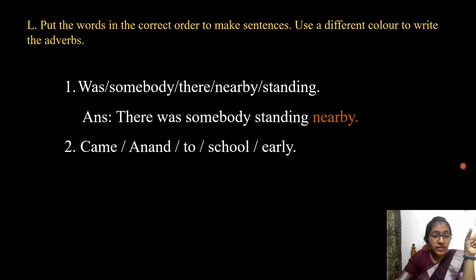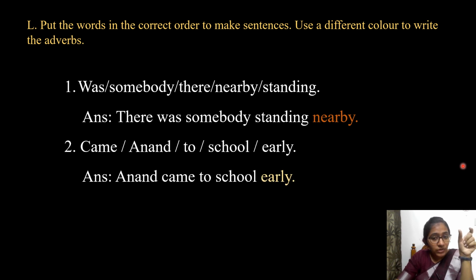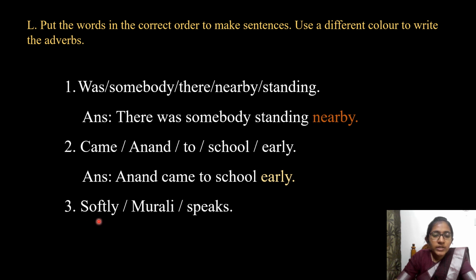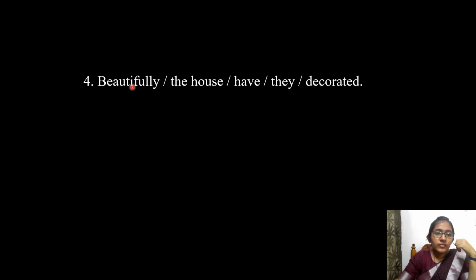So how can we write the sentence? Yeah, Anand came to school early. We can understand when he came, right? Guess what will be the point of the adverb? Yes, the time. So the third one: softly Murali speak. Murali speaks softly. So softly is the adverb here. Softly is the manner in which he talked. Okay.